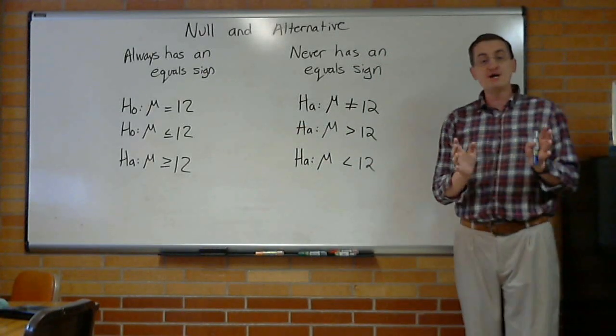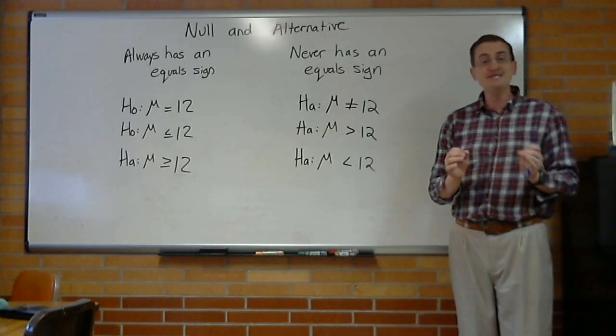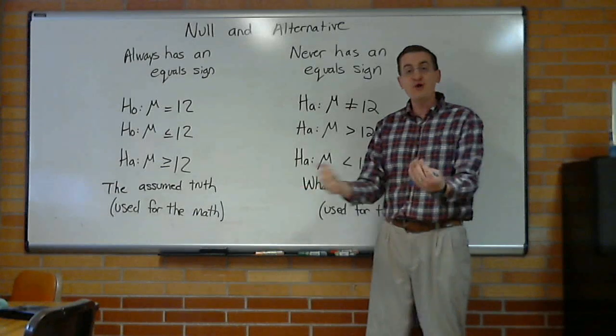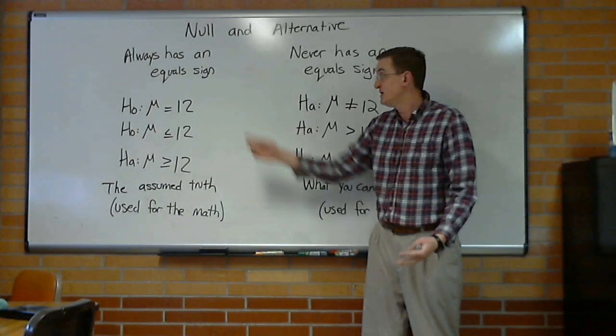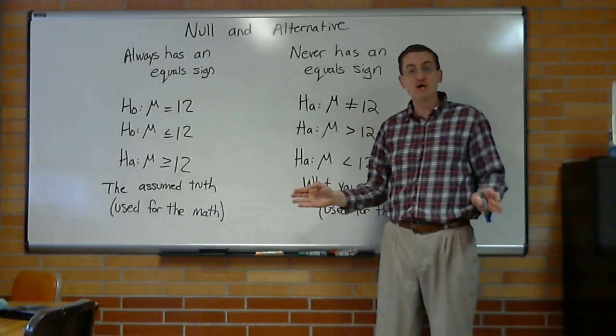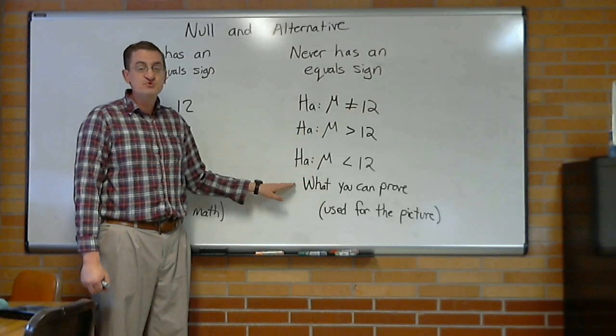Now, the null hypothesis is what you assume to be true. It's the model you believe. And that's important because when you're doing the math, you have to have a mu that you put in. And here you have that mu. So the math needs the null hypothesis. The alternative, on the other hand, that's something you can prove.